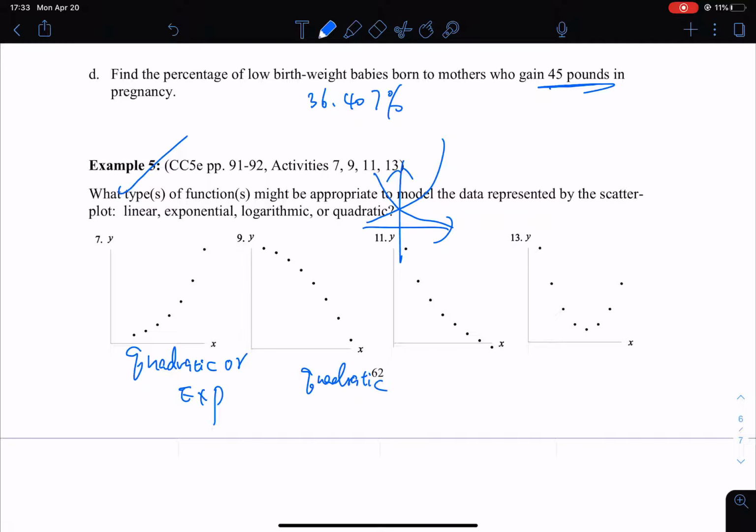And for the third one, logarithmic or quadratic. And the last one must be a quadratic.